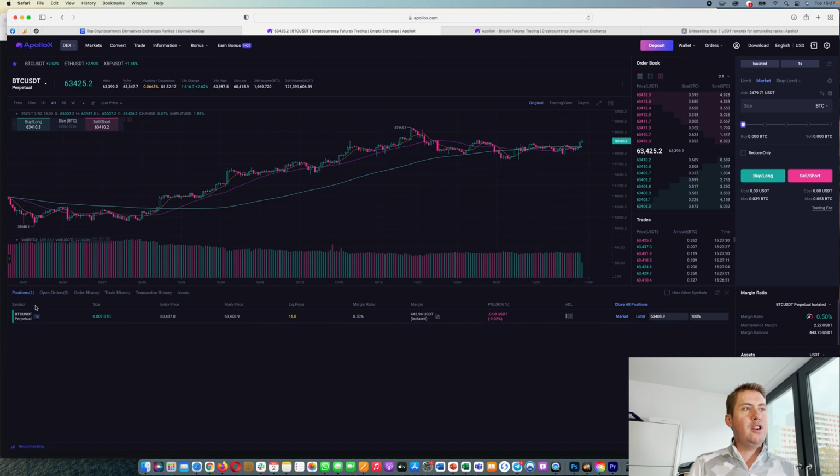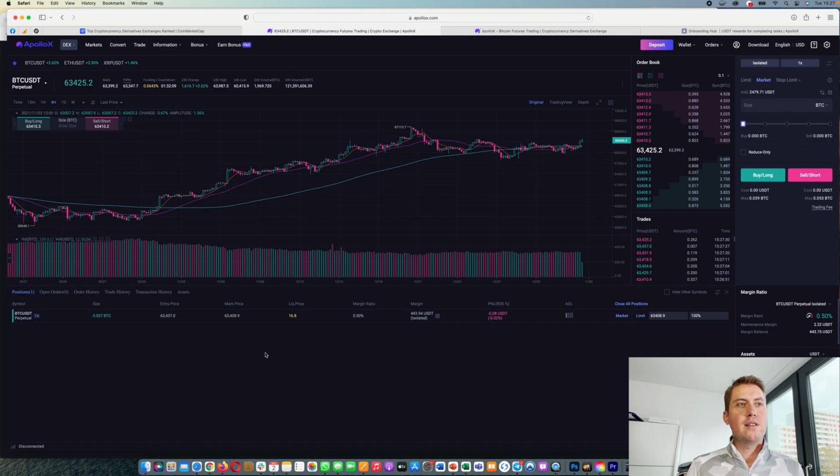And then you have your open position here and the entry price, your liquidation price. Because I don't use leverage, my liquidation price is almost 0. So I can't really get liquidated here. And then you see the P&L, my profit and loss. Currently I'm down 8 cents.